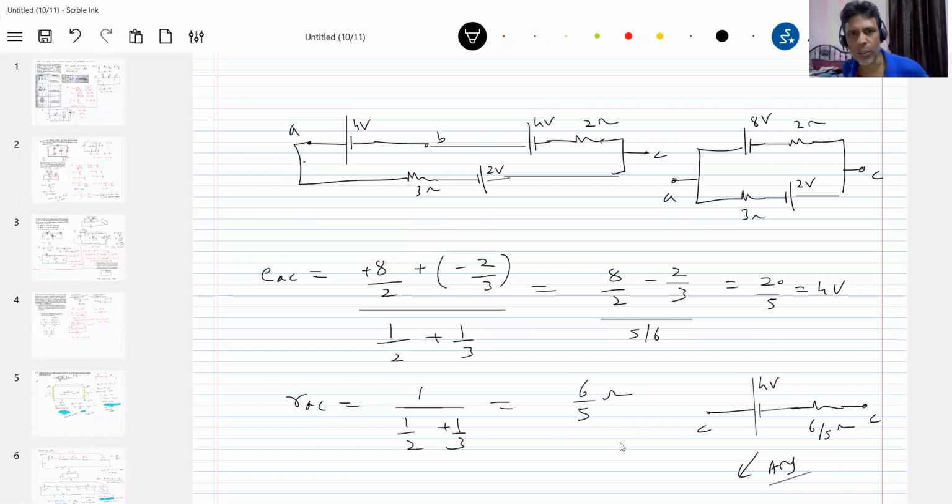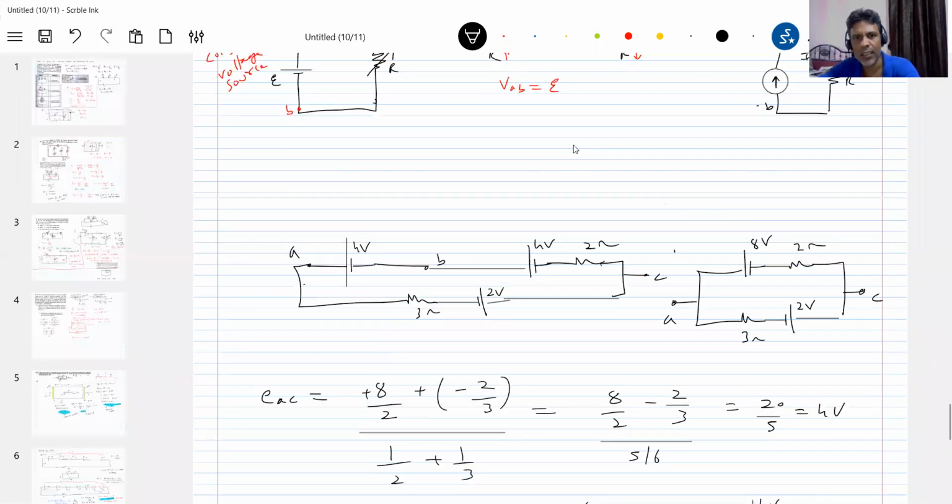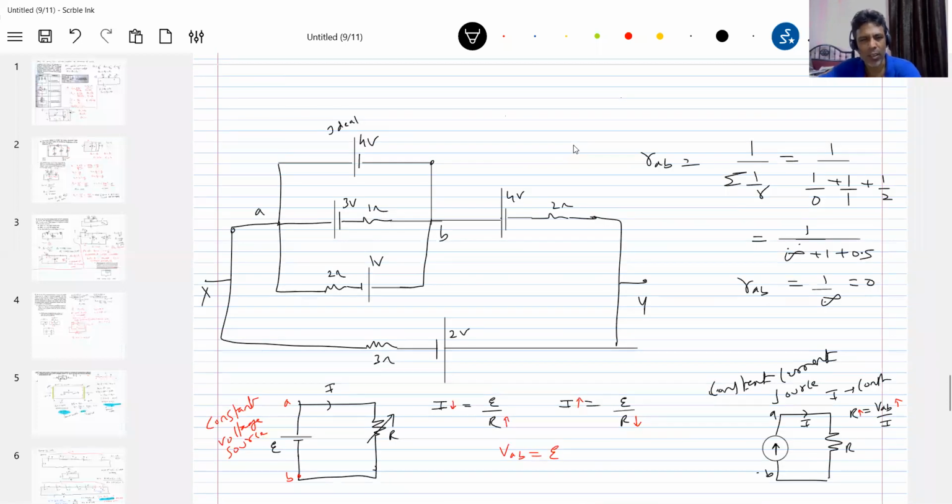Okay, this is about the grouping of cells. So you can use this generalized method. How did we get VAB equal to 4 volt? So it's a constant voltage source. No, what is the idea? Constant voltage source. What do you mean by this? I'm asking you to look here. Please look at this part. Constant voltage source.